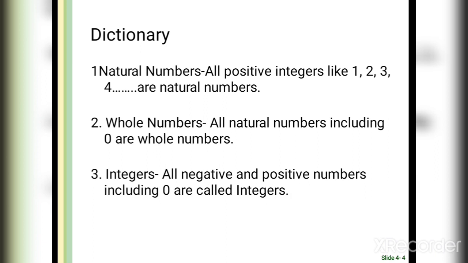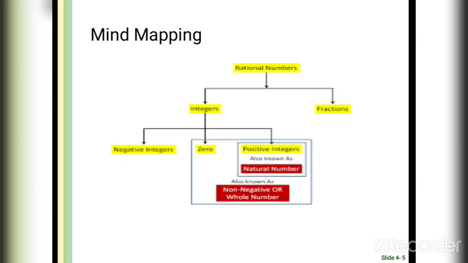Dictionary. Natural numbers: all positive integers like 1, 2, 3, 4 are natural numbers. Whole numbers: all natural numbers including 0 are whole numbers. For example, 0, 1, 2, 3, 4. Integers: all negative and positive numbers including 0 are called integers. Example, -1, 0, 2.